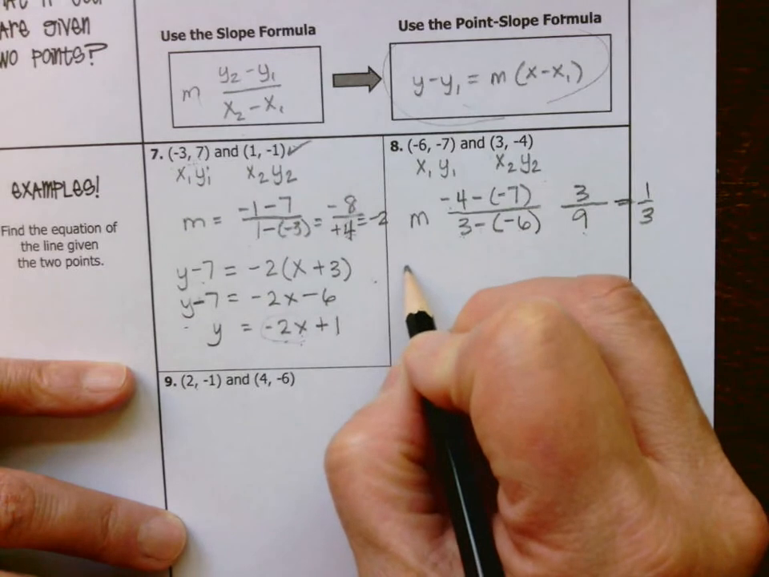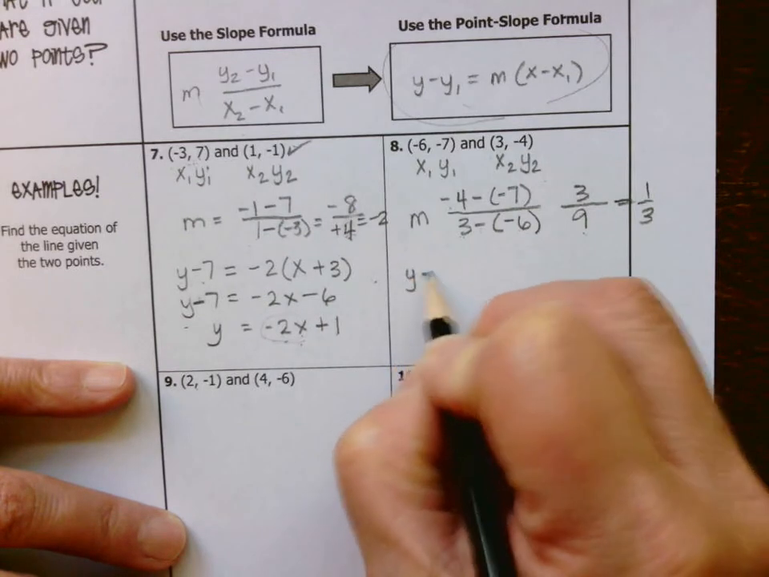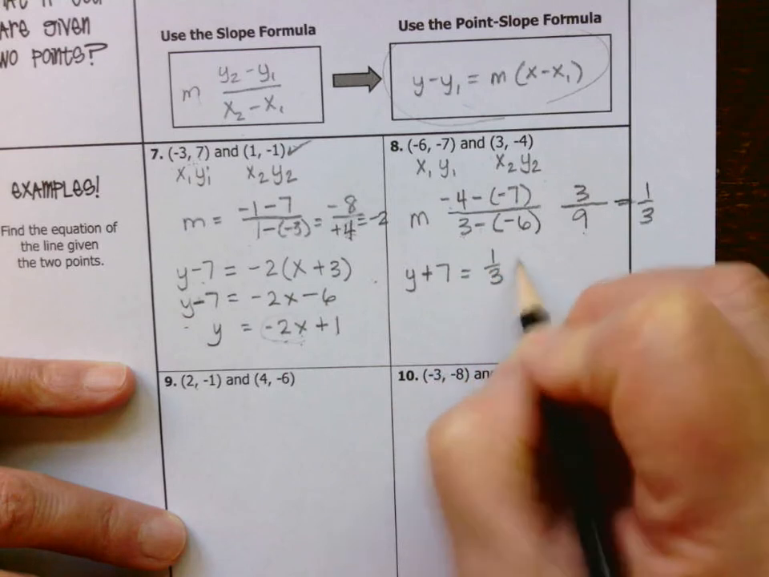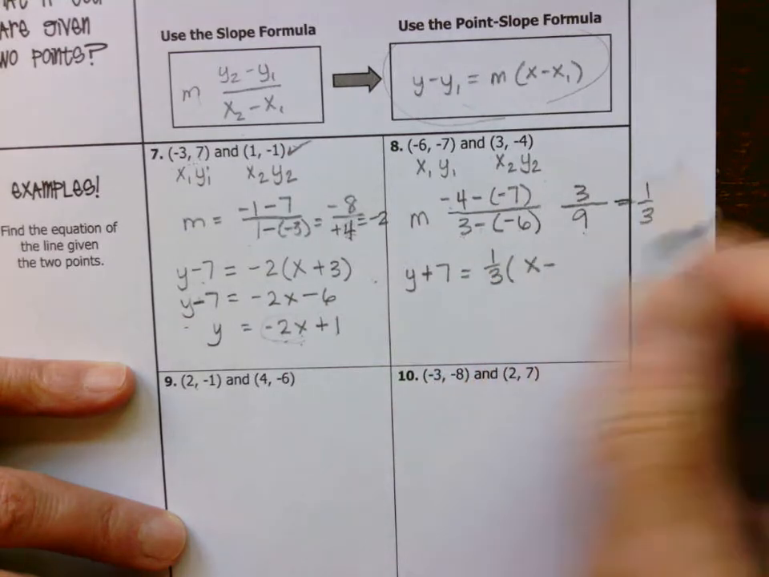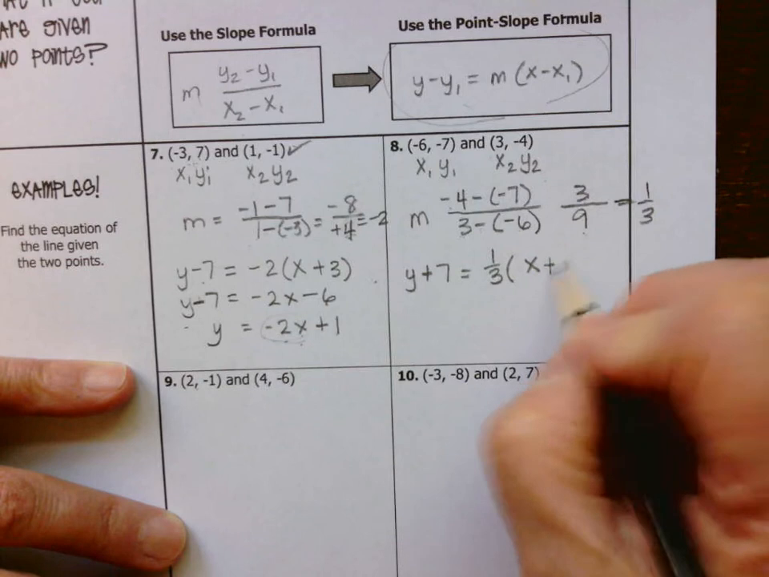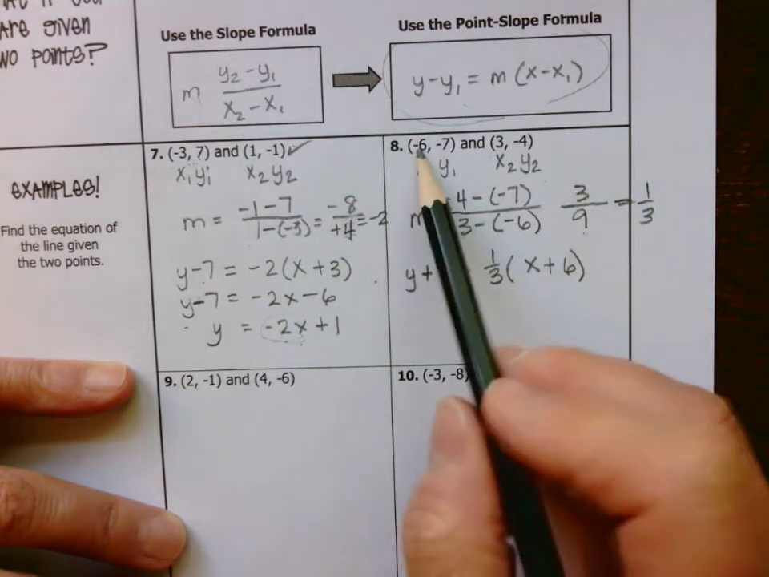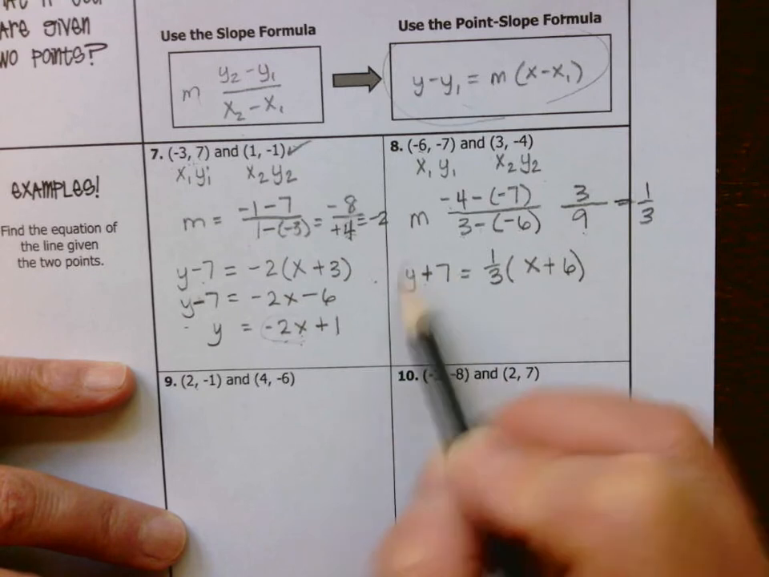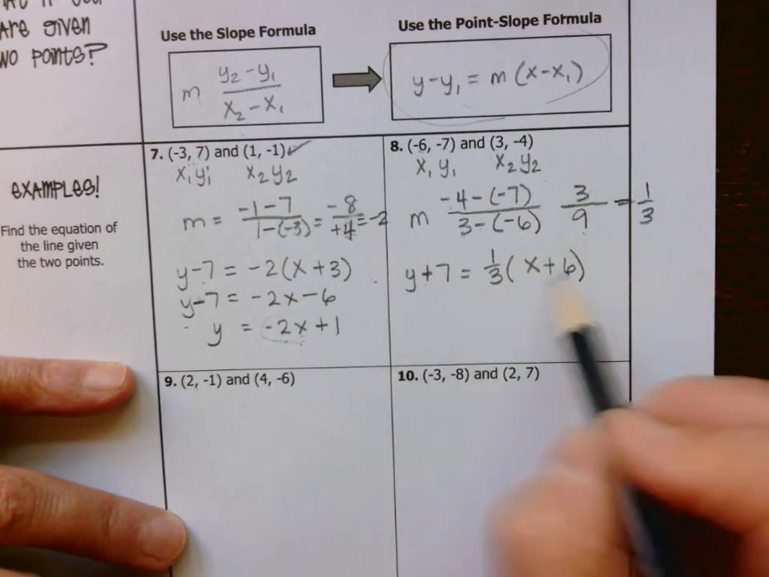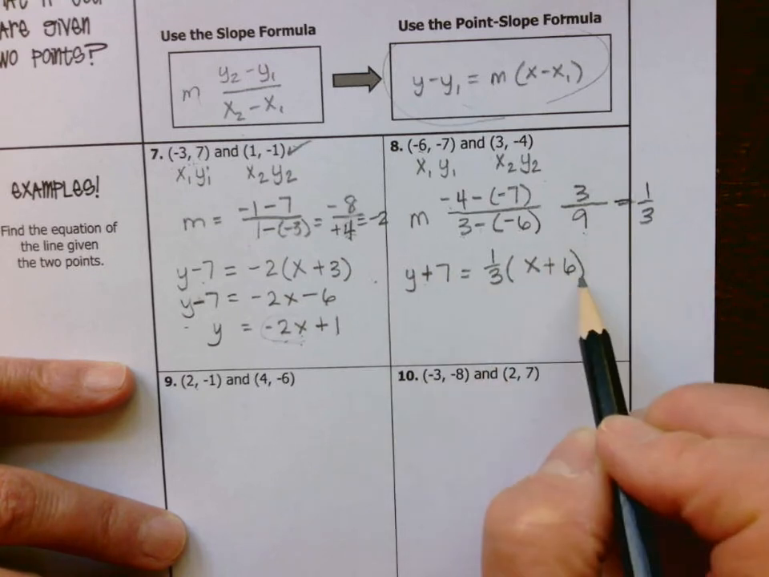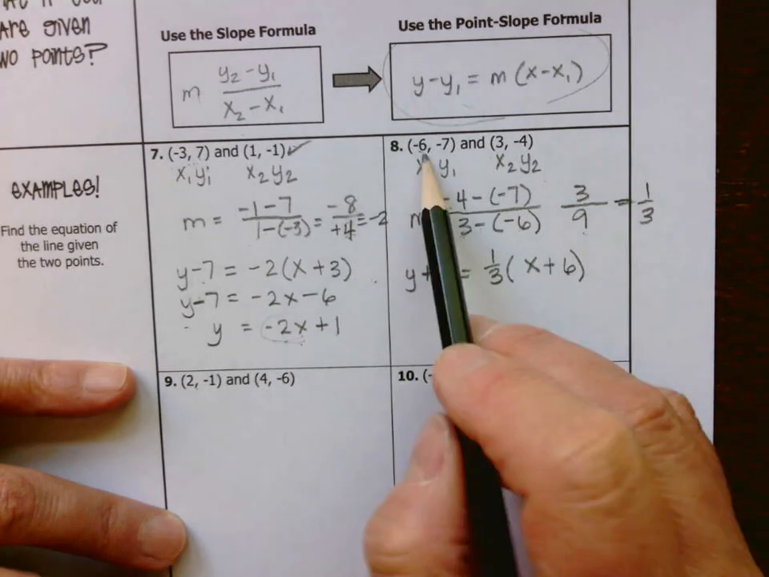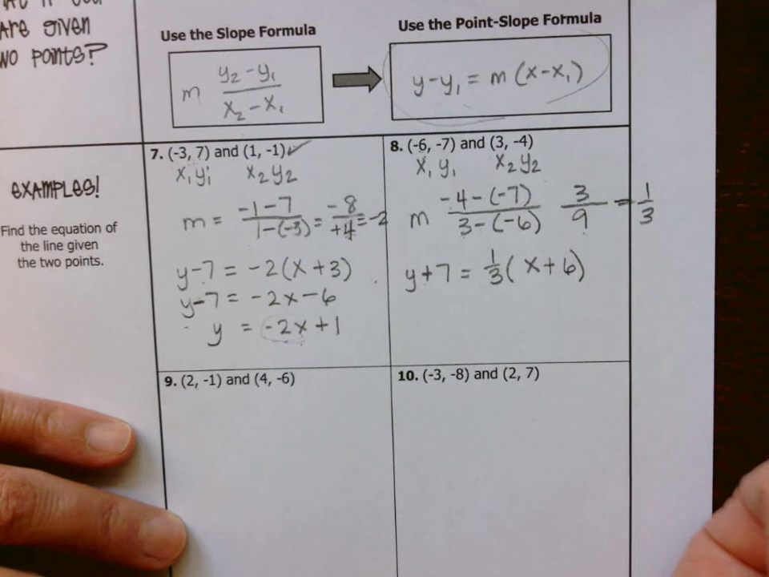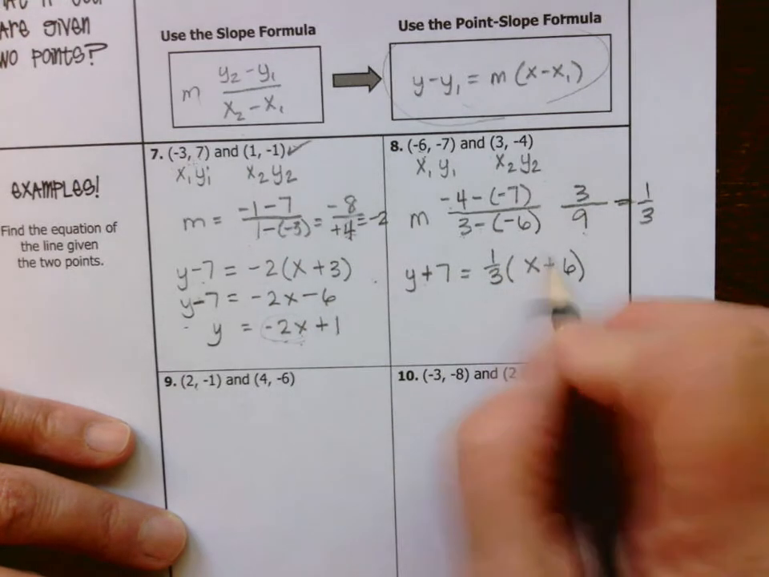Now I use my point slope formula. Y minus y1 is equal to my slope times x minus x1 is negative 6. Notice since I've got negative values here and I'm subtracting them, it means addition. So I changed the sign here in both situations because these are negative numbers. And if you have questions about that, please ask. That's kind of important. Now let's distribute.